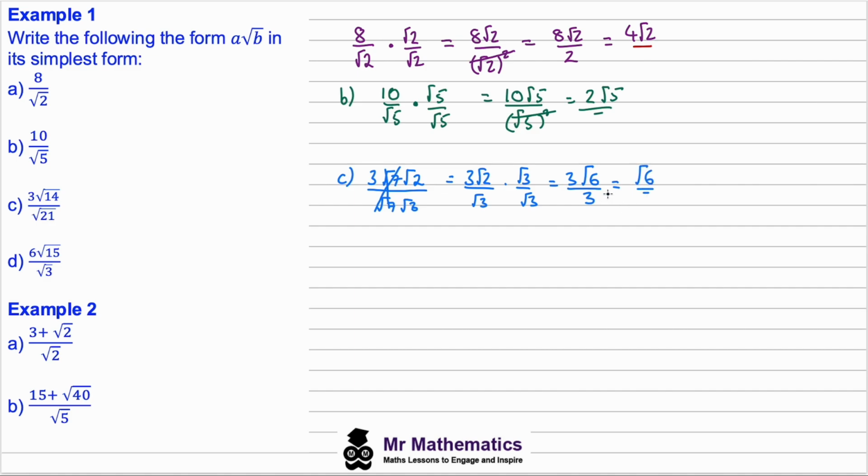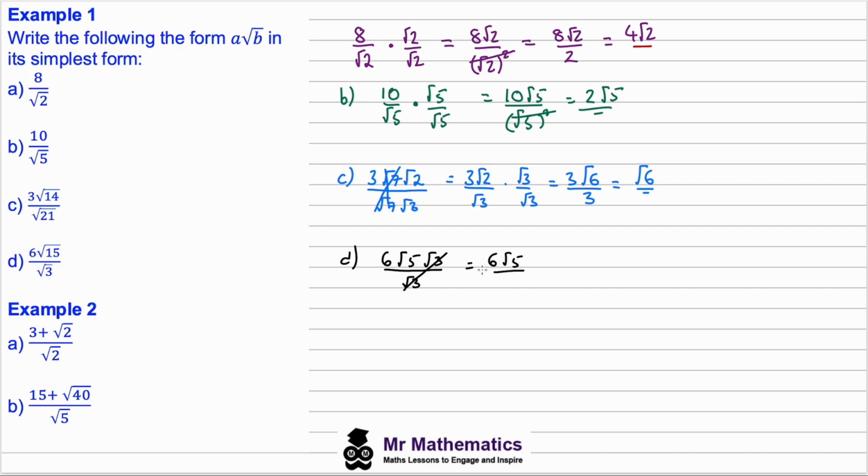For question D, again, we can simplify this fraction by factorizing the 15. So we've got 6 times the square root of 5 times the square root of 3 divided by root 3. Now you can see that these two root 3's will cancel. So we've got 6 root 5.